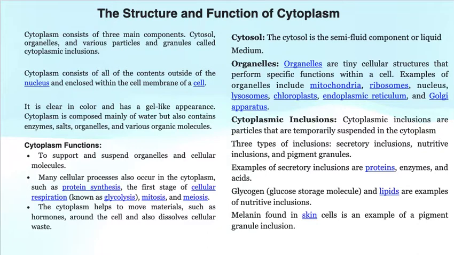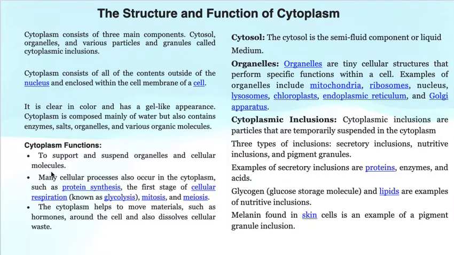The functions of cytoplasm. Cytoplasm consists of three main components: one is cytosol, then organelles, and various particles and granules called cytoplasmic inclusions. So cytoplasm consists of all of the contents outside of the nucleus and enclosed within the cell membrane of a cell. It is clear in color and has a gel-like appearance. Cytoplasm is composed mainly of water but also contains enzymes, salts, organelles and various organic molecules.